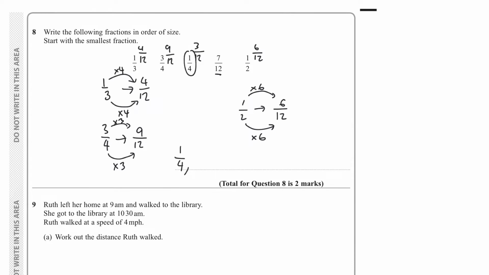So a quarter would go first, then it would be the third, then it would be the 6 out of 12, remember, right, that's a half. Then it would be the 7 out of 12, so that was the original fraction, so we write it as that. Then it would be the 3/4. Okay, alright. Let's go to the next question.